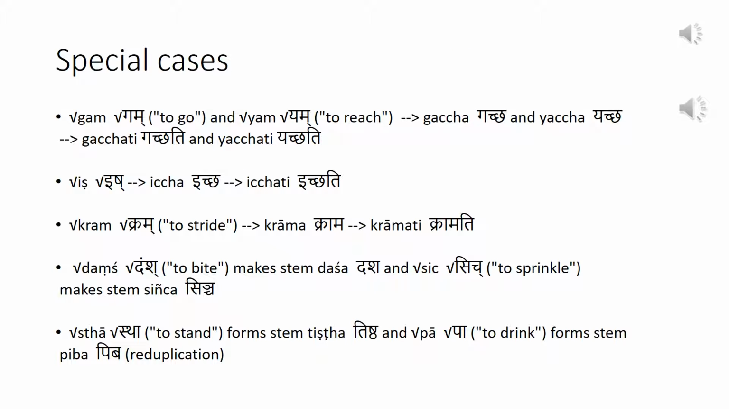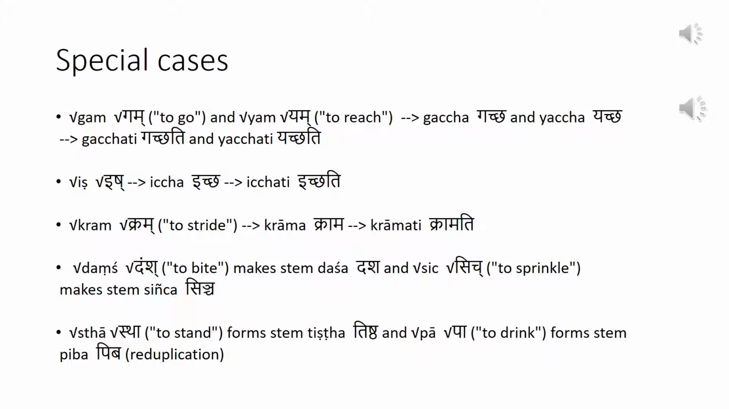There are some exceptions and special cases in the formation of the verb stems of class 1, 4, 6 and 10. Some of the exceptions and special cases are given below. The class 1 roots gam, to go, and yam, to reach, form their stems as gaccha and yaccha respectively. Endings are then added to these to form gacchadi and yacchadi. The class 6 root ish, to desire, forms the verb stem iccha.